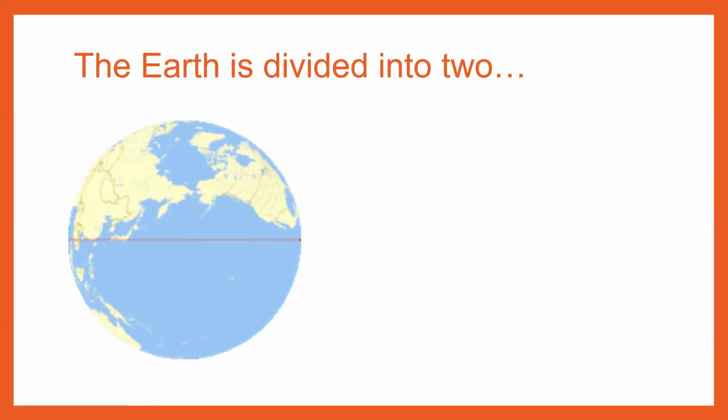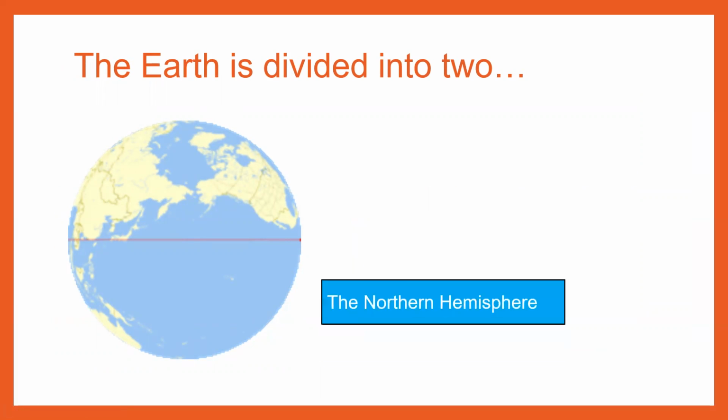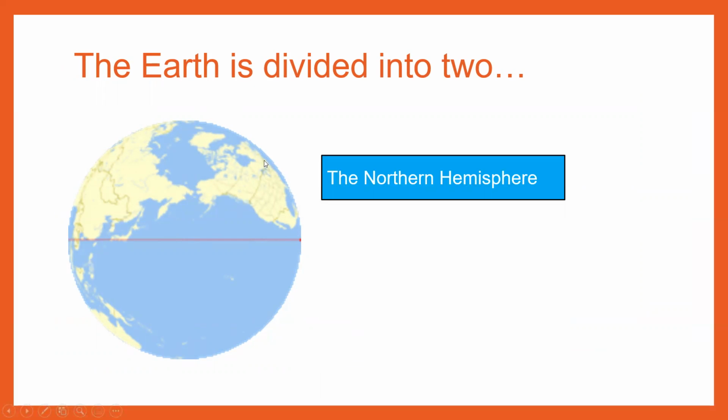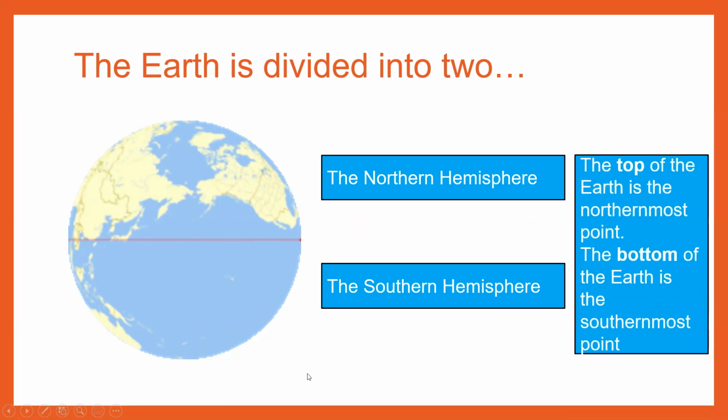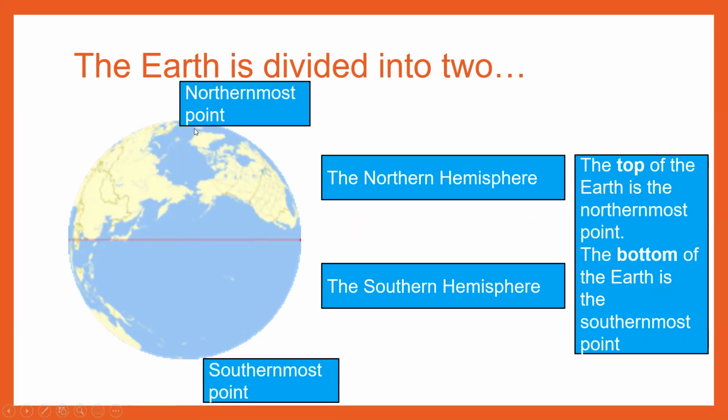So the Earth is divided into two. We have the northern hemisphere, which is the top part of the Earth, as we see it here, and the southern hemisphere, which is the bottom part. The top of the Earth is the northernmost point, and the bottom of the Earth is the southernmost point. There's the northernmost point, and there's the southernmost point.